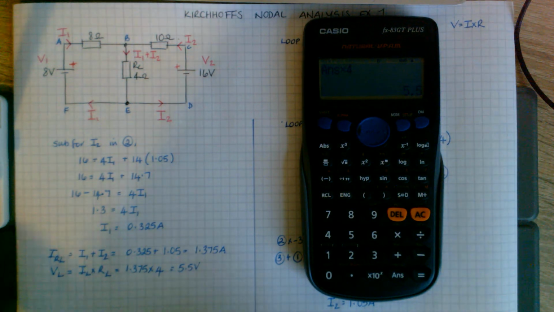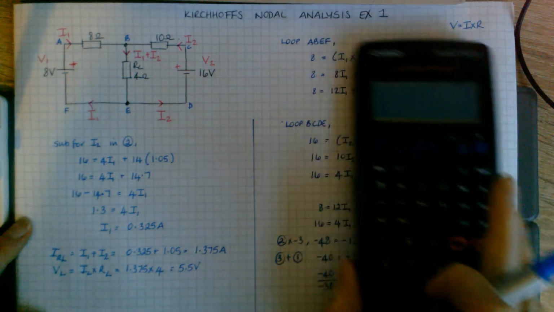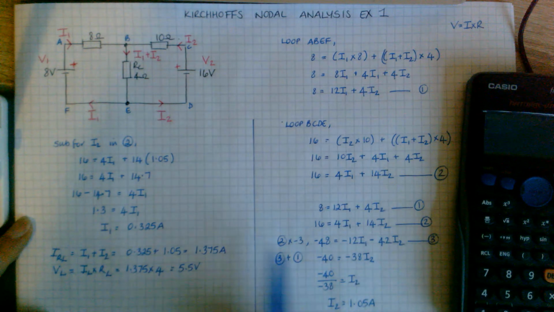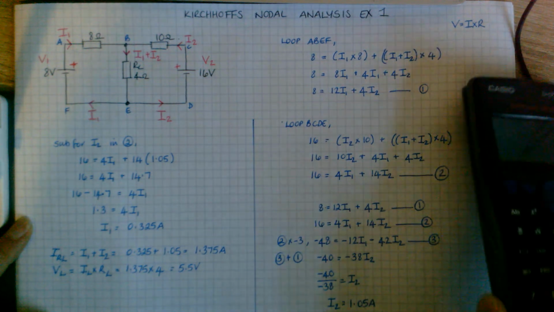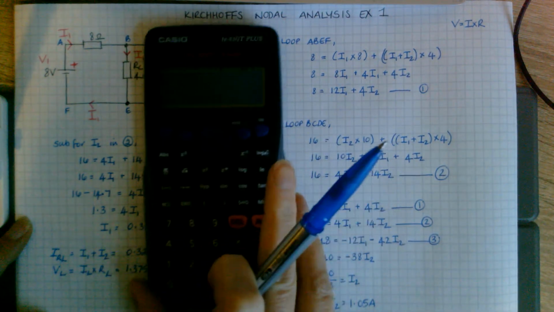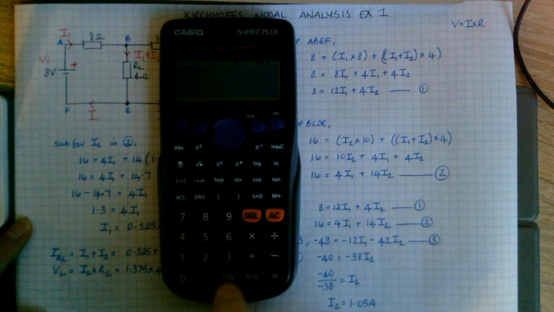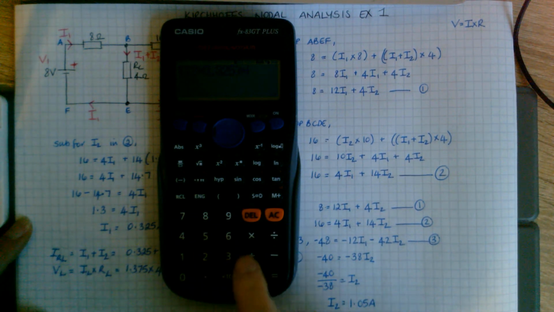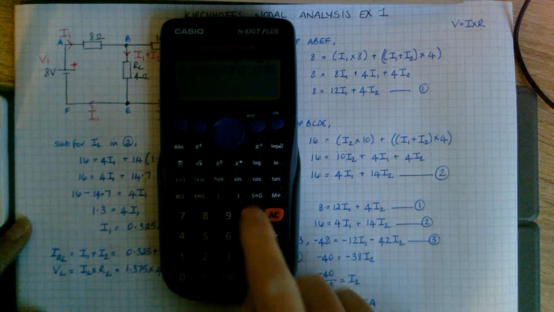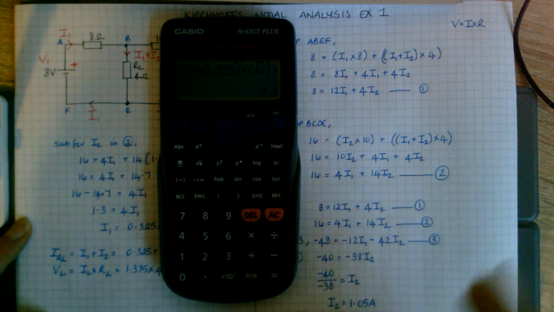The last thing to mention is that you can check these I1 and I2 values using a different equation. So if, for example, I wanted to check them, I know I've used I2 in equation 2, but I could use either equation 1 or equation 3 to check. So I'm going to use equation 1 to check. So 12 times I1, which I got as 0.325, plus 4 times 1.05, and I should get 8. And I'm getting 8.1, so that's not bad.